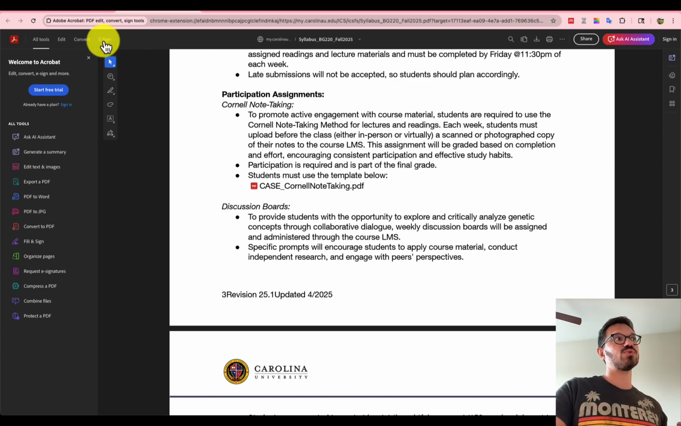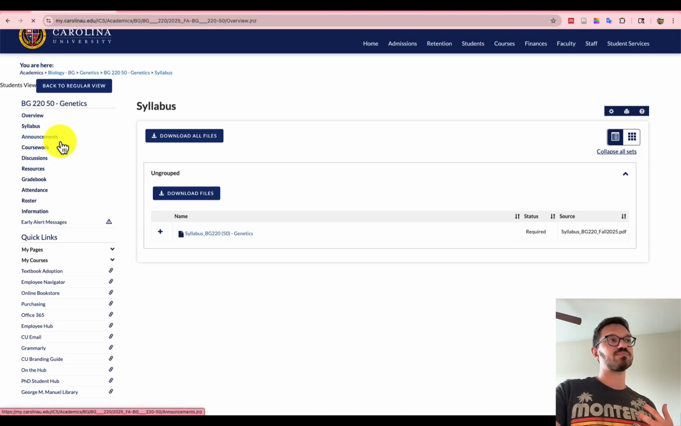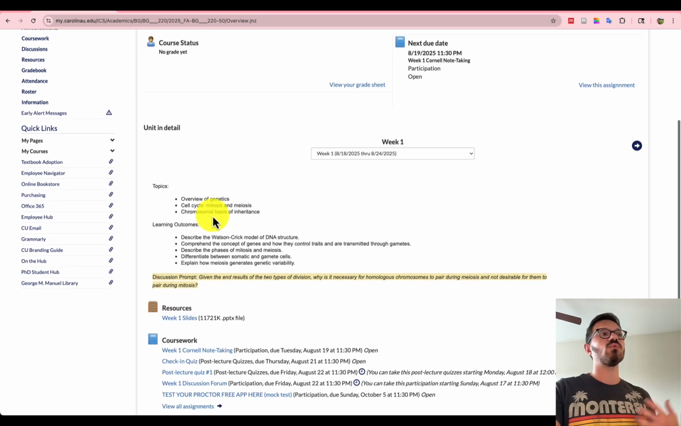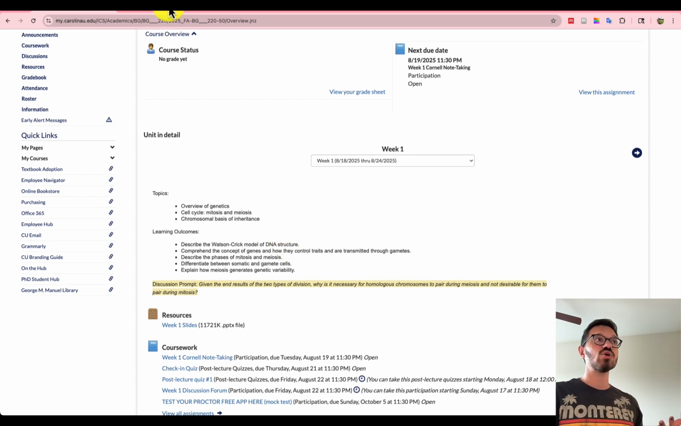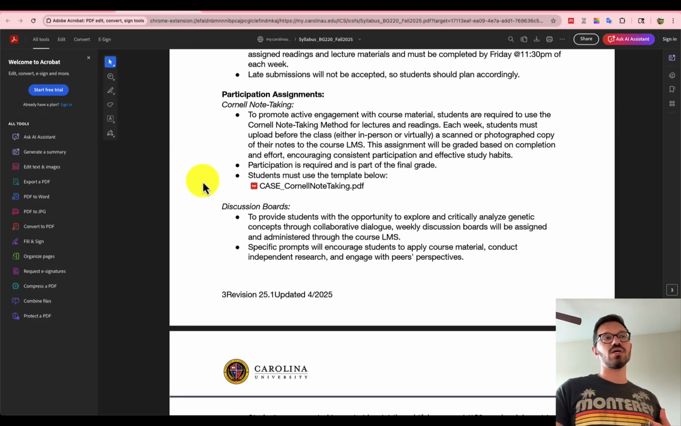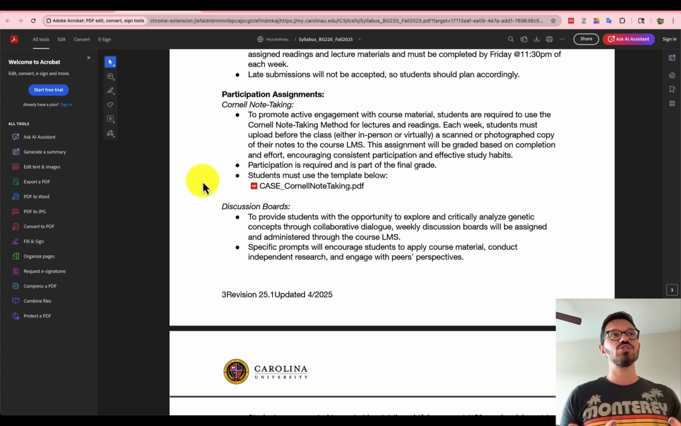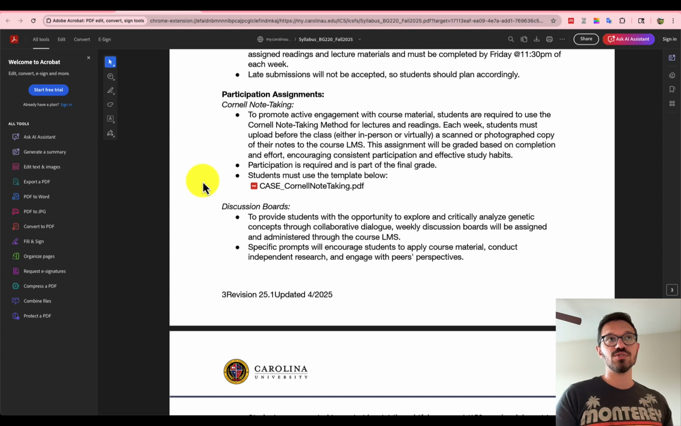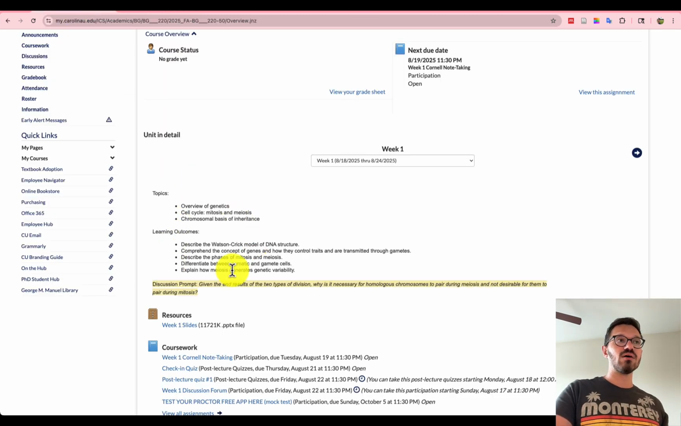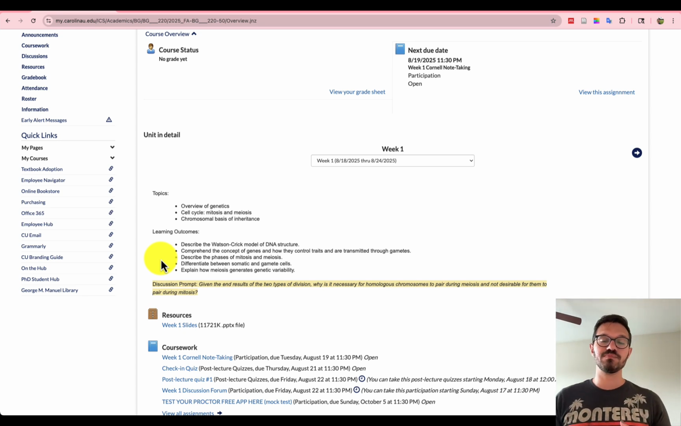So if you look at your learning outcomes, for instance, in week number 1, one of the learning outcomes is to describe the Watson-Crick model of DNA structure. So in your Cornell note assignment, I expect you to have that sort of information included in your notes. So make sure that before completing your Cornell note-taking assignment, you look at the learning outcomes for that week, because I'm going to be using that as a guide to grade your assignment.